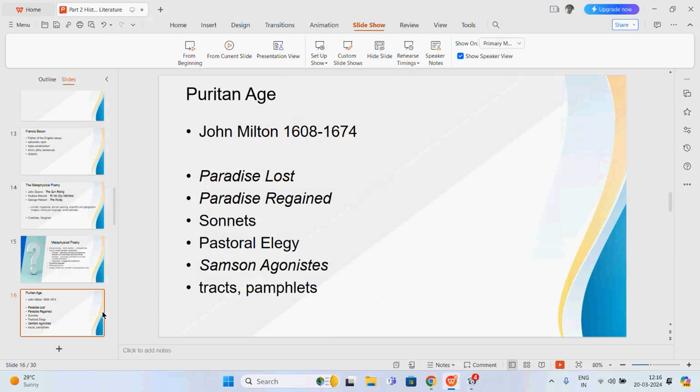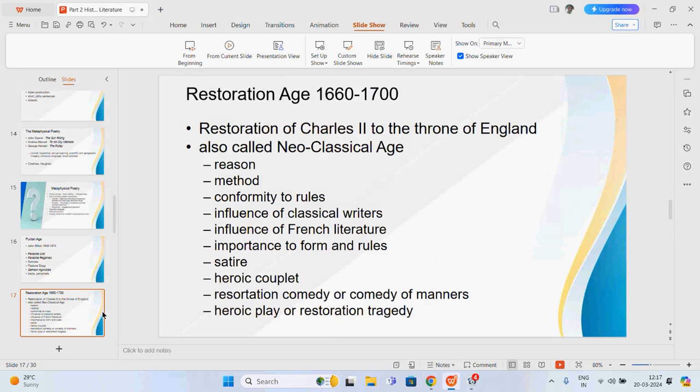A play written by John Milton is Samson Agonistes. There are also some prose works by Milton. He wrote tracts and pamphlets also. In the study of Milton and the Puritan age, Paradise Lost has an important place. When you come to the next semester, you will read more about Paradise Lost, because one of the books of Paradise Lost, book 9, is prescribed for your study.